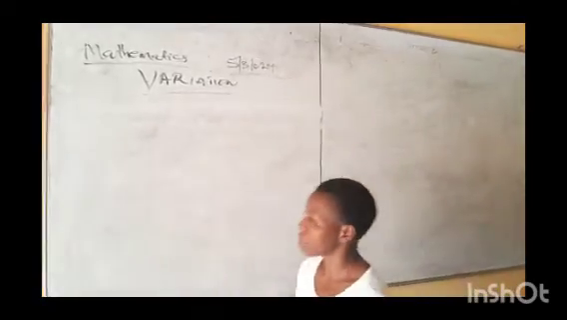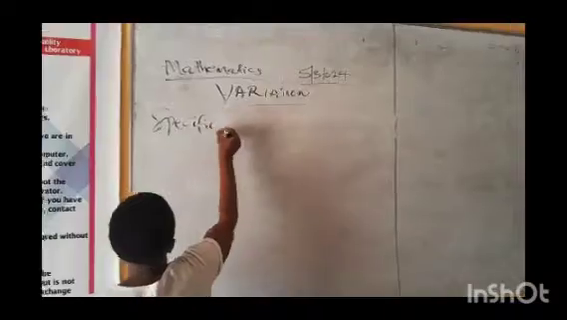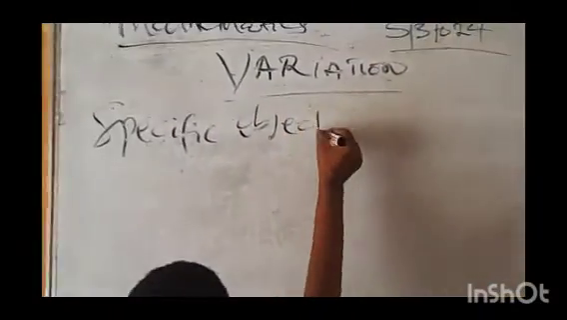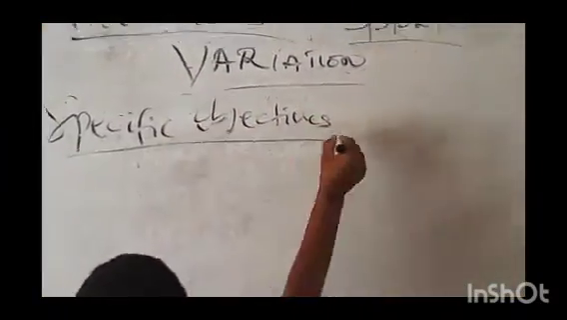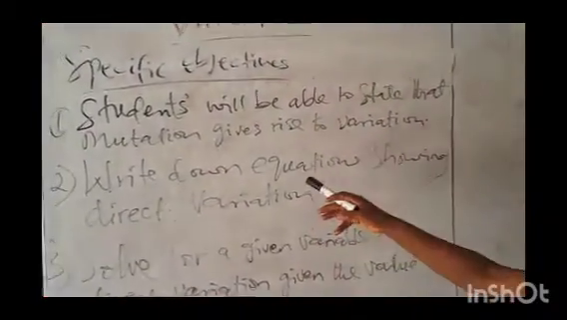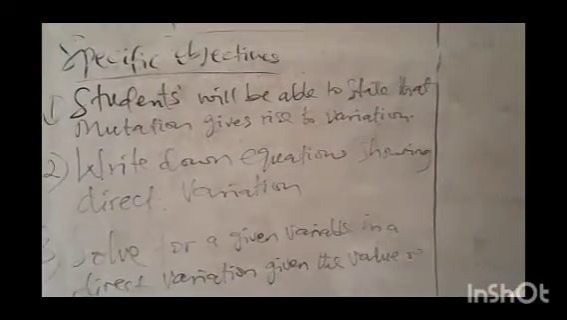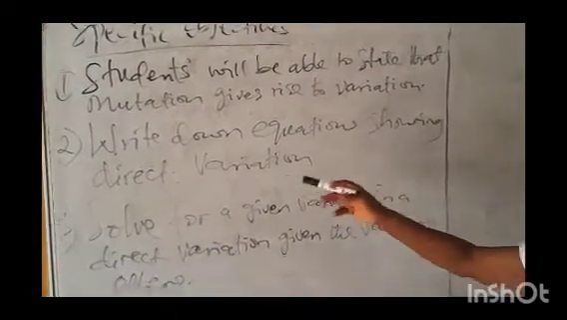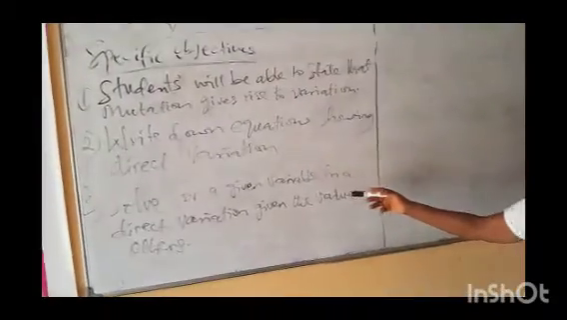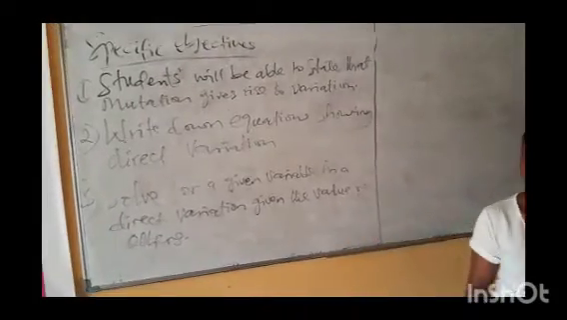And we'll be looking at this objective. Today, the specific objective at the end of this lesson is that the student will be able to state that rotation gives rise to variation, as I explained from the beginning of this lesson. Number 2, write down the equation showing direct variation. And lastly, solve for a given variable in a direct variation given the value of others.